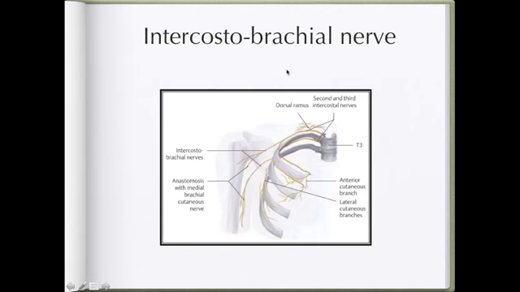Now the intercostobrachial nerve, here you see this nerve. This is the undivided lateral cutaneous nerve of the second intercostal space. So from the second intercostal space, the lateral cutaneous nerve which comes out does not divide. Instead of dividing, it goes into the brachial region and communicates with one cutaneous nerve of the brachial region. We'll see that in a little more detail.